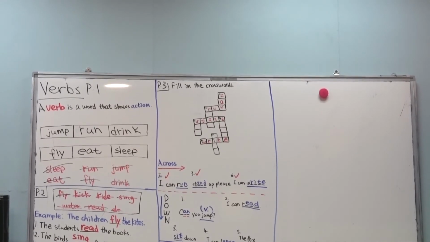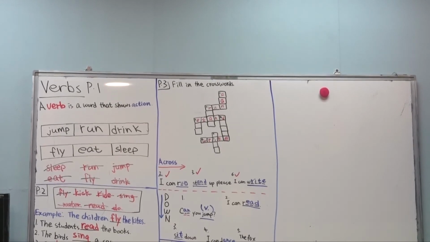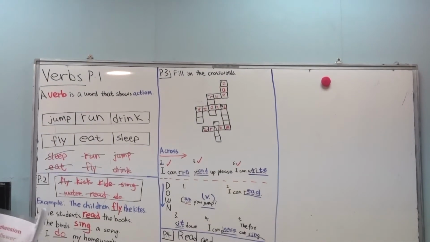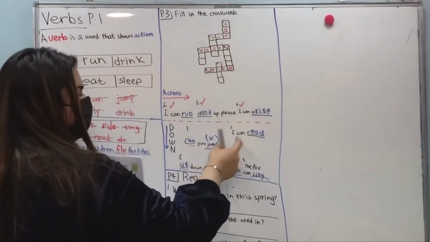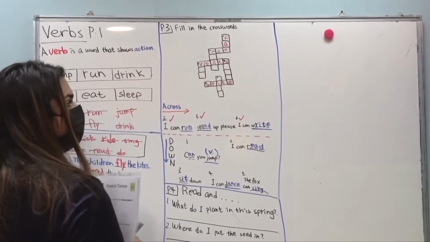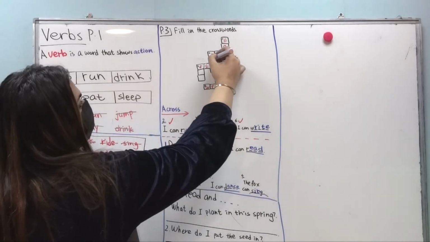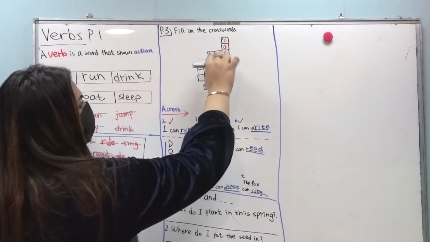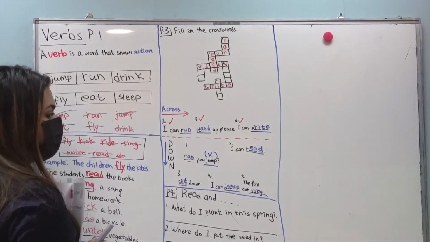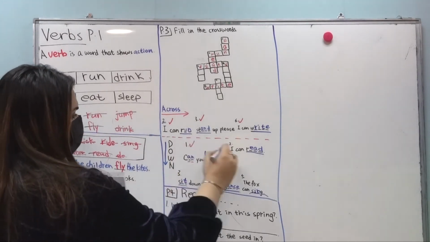All right, time up. Number 2, I can read. You fill in the blanks, read, right? So down, number 3 should be read. Okay? Read. We're done with this.